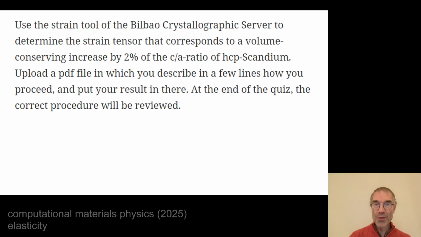Now, with this, we make a small exercise, and I give you an HCP scandium crystal, where you can find the lattice parameters on, for instance, Materials Project. And I ask to do a volume conserving increase of the C over A ratio by 2%. Explain what would be the strain tensor that corresponds to that deformation.